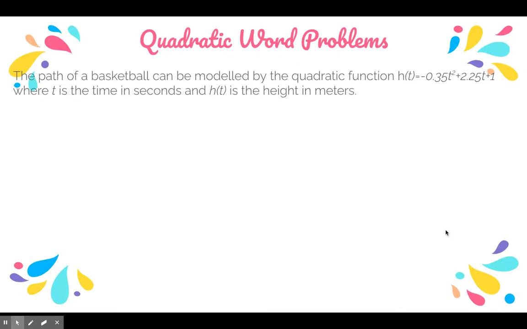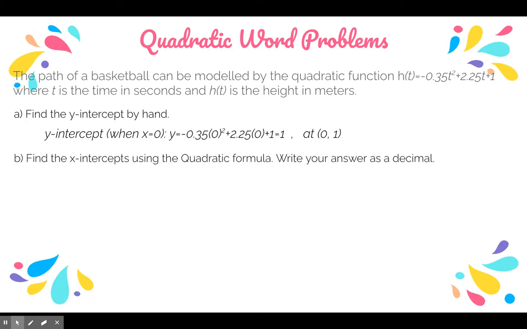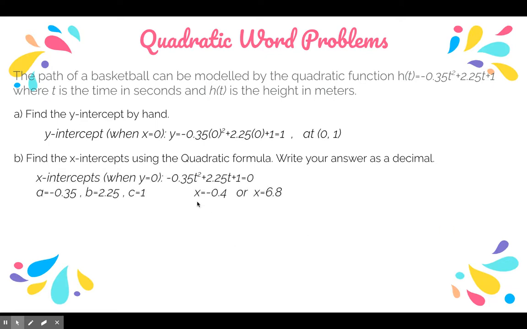Next question, this is a basketball being shot, and I'm going to find the y-intercept by hand again. So set x equal to 0 and solve. And then I'm going to find the x-intercepts. This time I'm going to use the quadratic formula, and I'm going to write my answer as a decimal. So here's my equation. Here's my a, my b, and my c that I substitute into the quadratic formula. I need my t squared term first, then my t term, then my constant in order to do that. I get two x values, a negative and a positive.